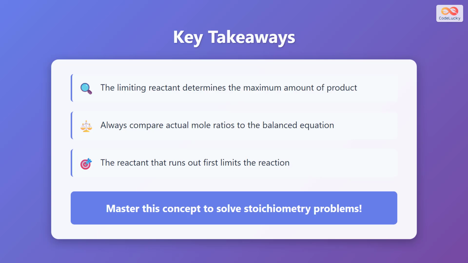Let's summarize the key points. First, the limiting reactant determines the maximum amount of product that can be formed in a reaction. Second, always compare your actual mole ratios to the balanced equation to identify which reactant limits the reaction. Third, remember that the reactant that runs out first is the one that limits how much product you can make. Mastering this concept is essential for solving stoichiometry problems and predicting reaction outcomes. Practice with different examples to build your confidence in identifying limiting reactants.